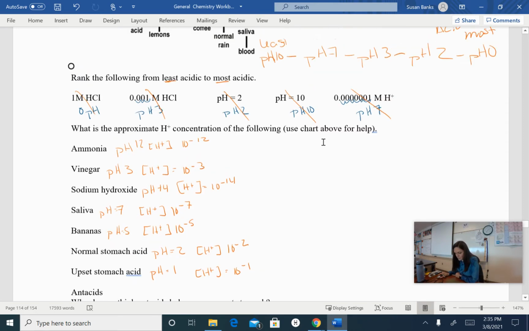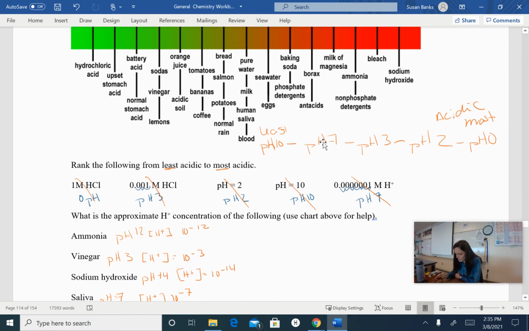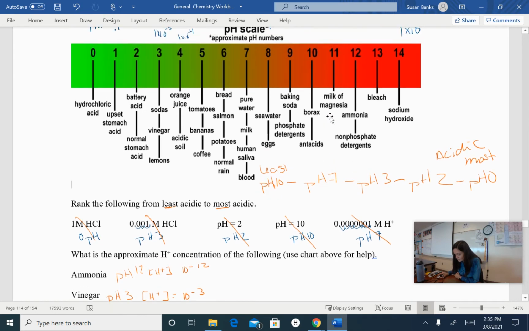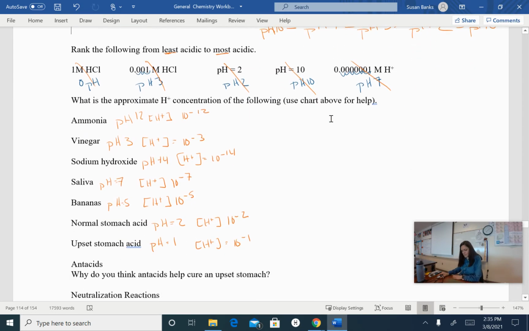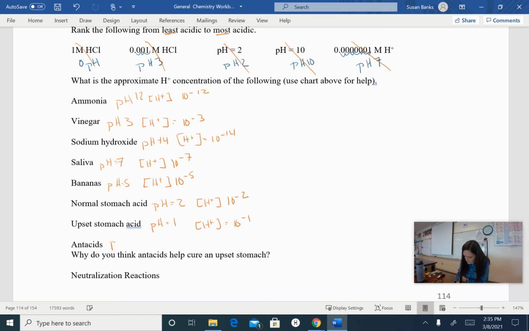Antacids. So antacids are right here under borax. They're about 10 to the negative 10. So pH of 10. So that gives me a hydrogen ion concentration of about 10 to the negative 10. Okay. So why do you think antacids will help cure an upset stomach? An upset stomach is really, really acidic. It's got a pH of 1. And antacids have a pH of 10, which is basic.